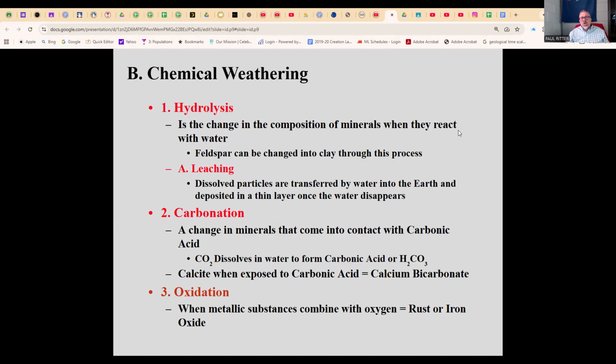Carbonation. When our rainwater is slightly acidic, it breaks down material. Now, why am I bringing this up? Well, it's slightly acidic because we have carbon dioxide in the air. Carbonic acid forms when water mixes with carbon dioxide. And so as a result, we get this slightly acidic rainwater.